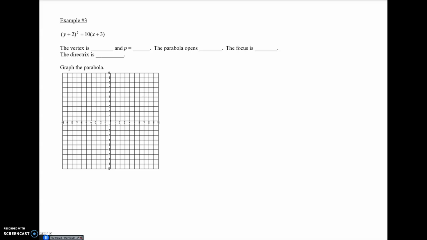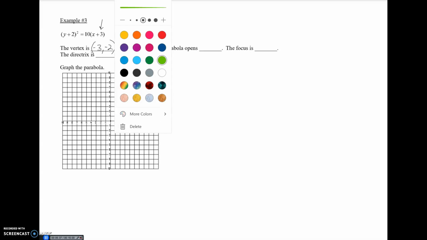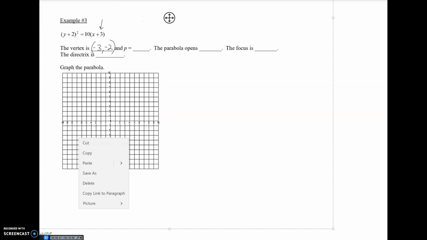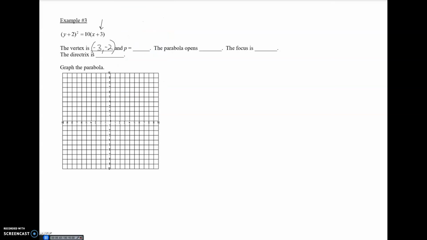So let's write down the vertex. The vertex, remember, it's (h, k). So h is over here with the x, so I got negative because it's x minus h. So the vertex is (-3, -2). Let's find that on the graph. (-3, -2) is right there, right? (-3, -2). Okay, now 4p is 10.